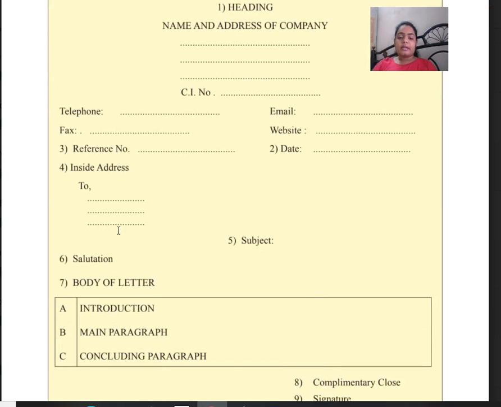Then the inside address, meaning to whom we are writing the letter, their name, address and basic details shall be written. Then we should write the subject, whatever is the subject of the letter. The subject should not be more than 5 to 6 words. Then next we shall write the salutation. Salutation means, like we write respected sir, dear respected ma'am. Whatever is the salutation. Then next we'll have the body of the letter.